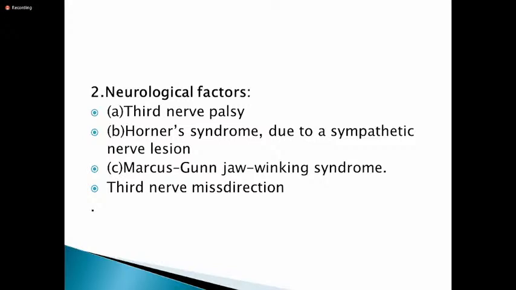That is called the third nerve misdirection or reinnervation. There's a problem of aberrant, another name is aberrant reinnervation of the third cranial nerve. So that is one of the causes, the neurological causes, of ptosis.